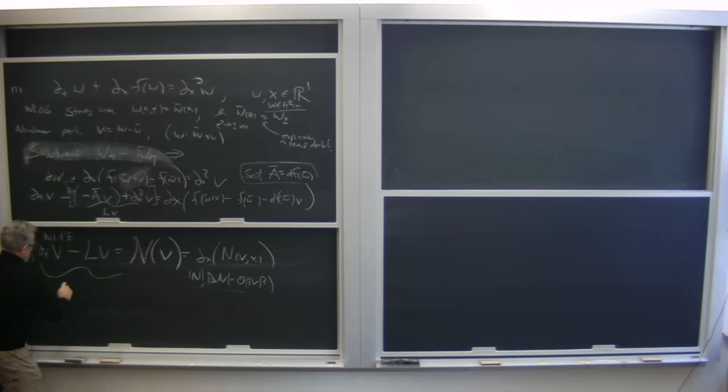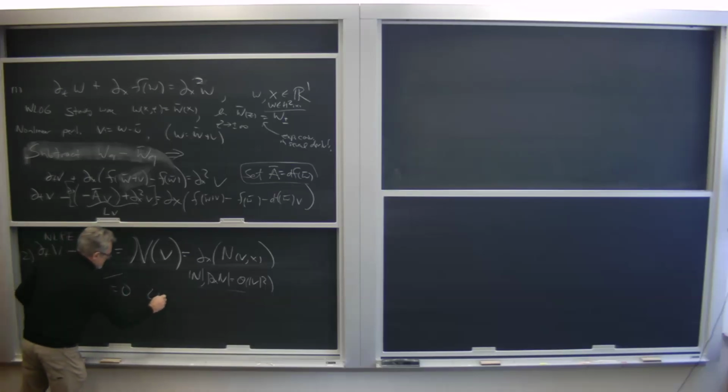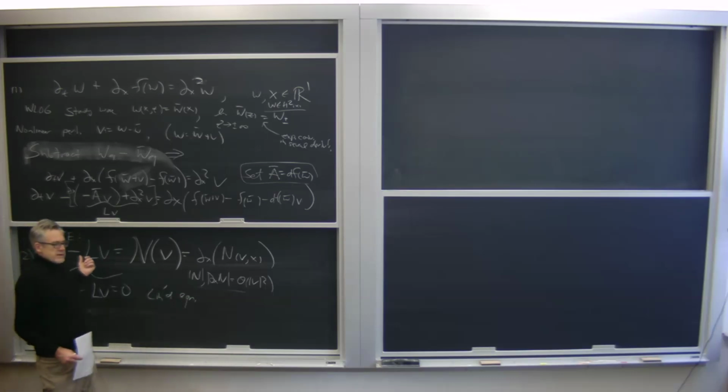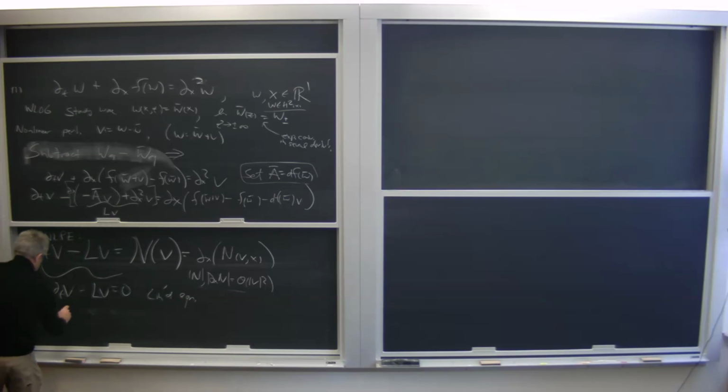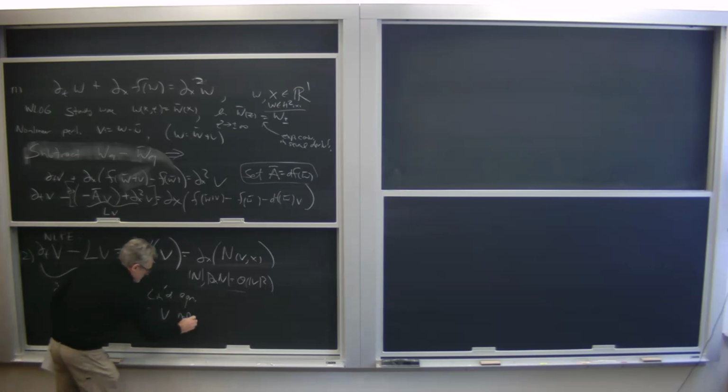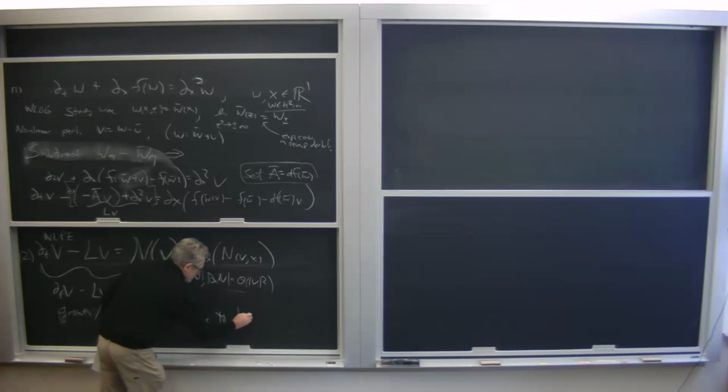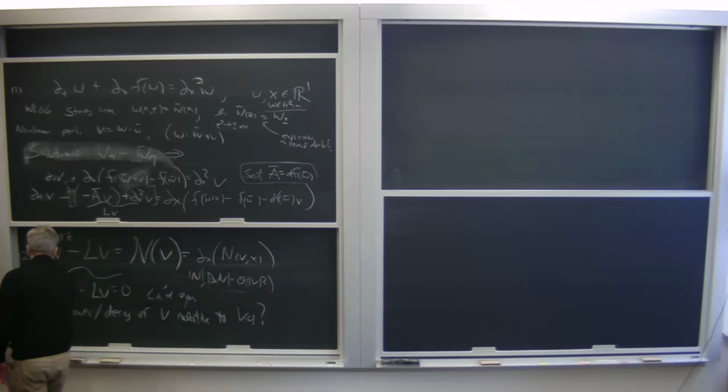But this part, dt v minus Lv equals 0, would be the linearized equation. And we're asking, what is the growth or decay of little v, depending on the initial datum, v of 0? And that's our question to investigate.